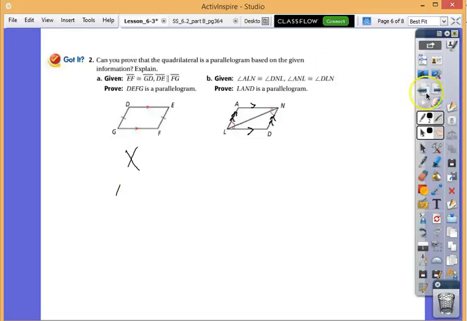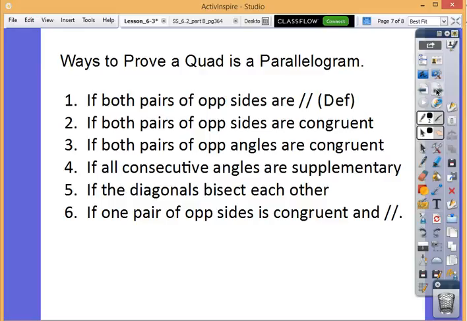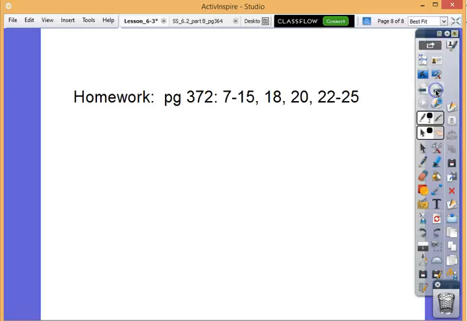I would definitely make note cards for each one of these things and look through them, because they're not on your formula sheet and you're going to need to know them. If tomorrow's bell ringer says, name the 6 ways to prove a quadrilateral is a parallelogram, you guys should get that right. And there's your homework.